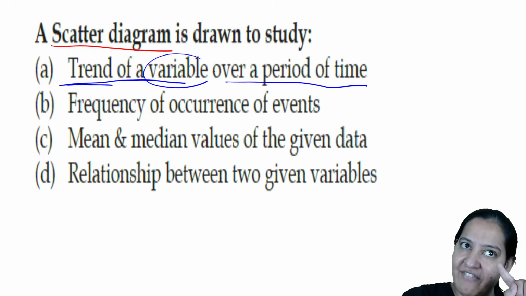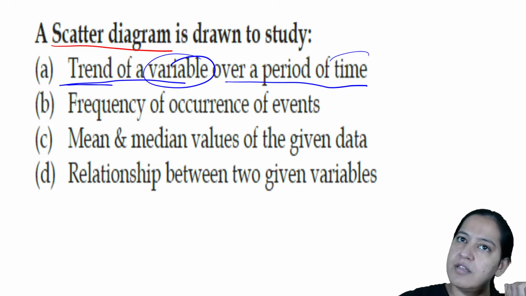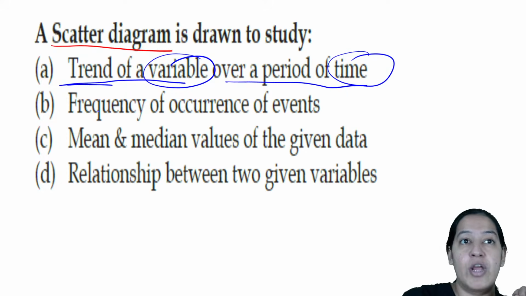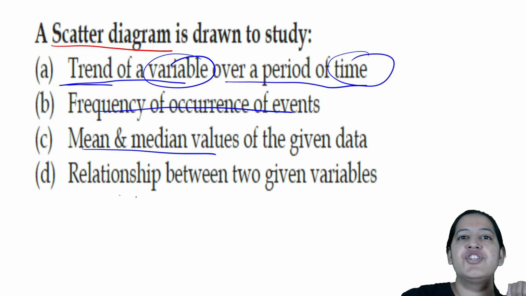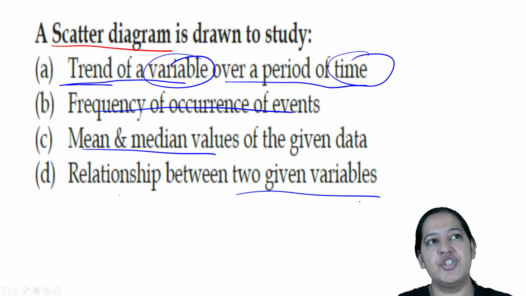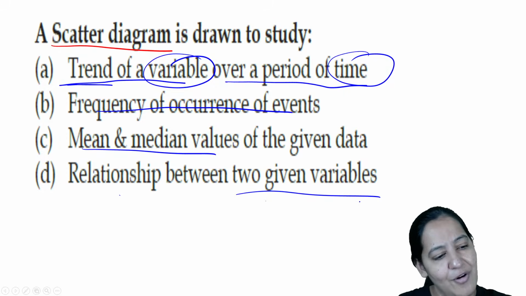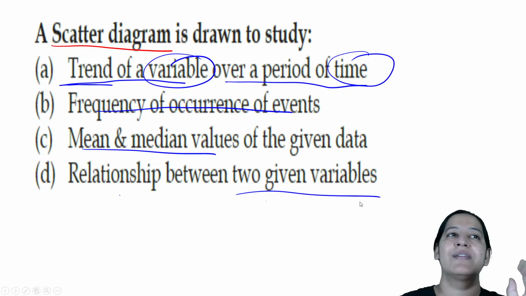So we take one variable which can be anything and another variable is time. Is it true? Frequency of occurrence of events, or mean and median values, or relationship between two given variables. Relationship between two given variables. So what do we say here? What is the correct answer here? Among the audience, who will tell me what is the correct answer here?